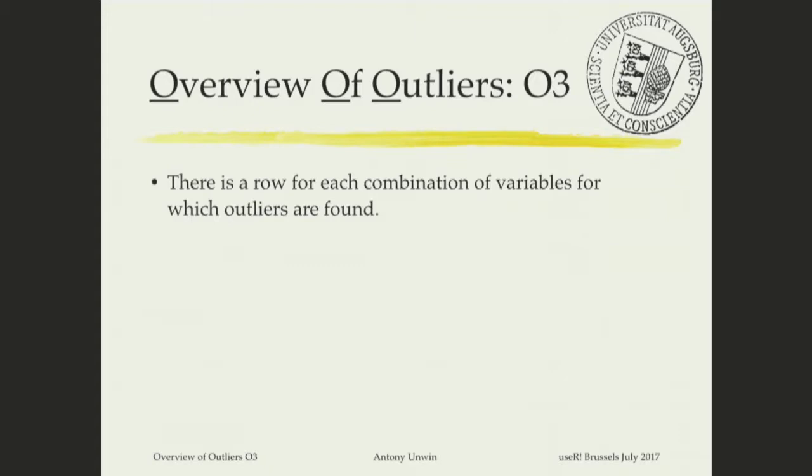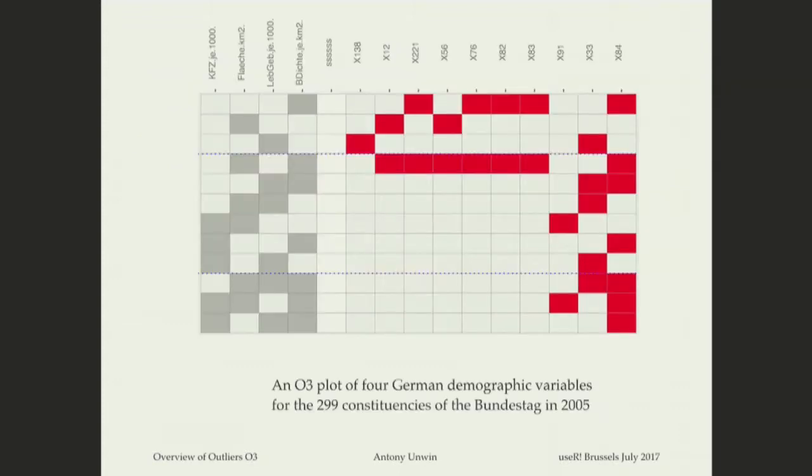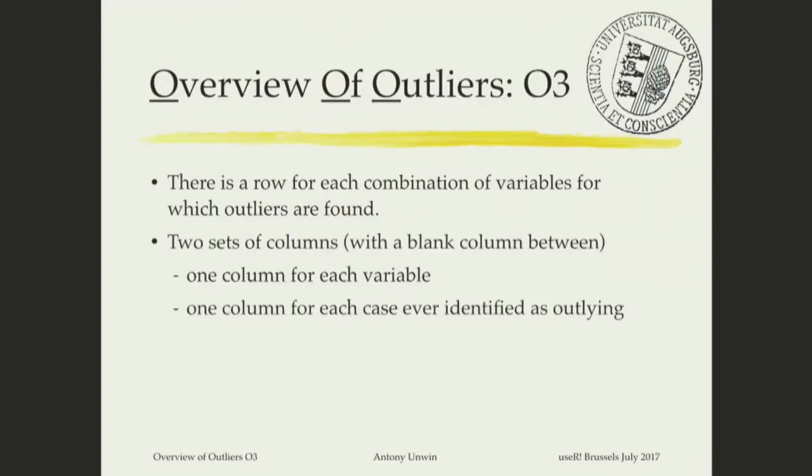The reason I call it an O3 plot is it's supposed to be an overview of outliers, so OOO. There's a row for each combination of variables for which outliers were found, because those of you who were thinking, just a minute, there are more combinations of 4 variables than those rows he's got there. Well, any combinations where no outliers were found aren't included, just as there were a lot more points. There were 299 constituencies, but obviously I only plot columns for constituencies which were defined as an outlier for some combination or other. So we've got 2 sets of columns.